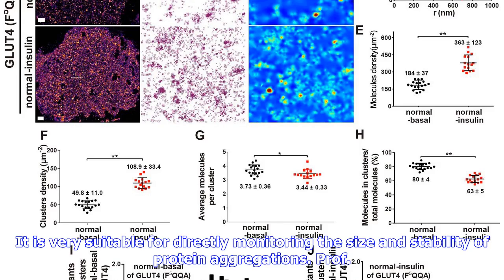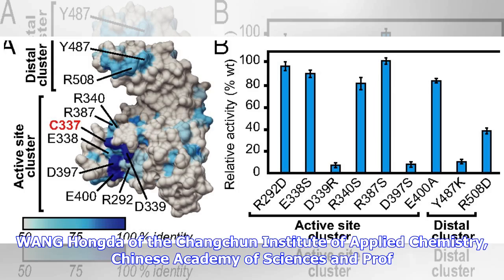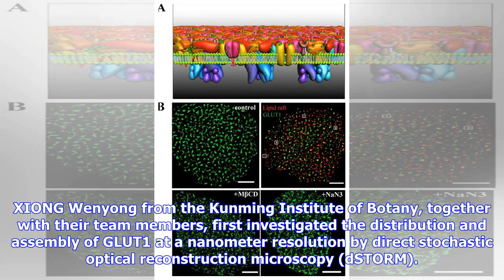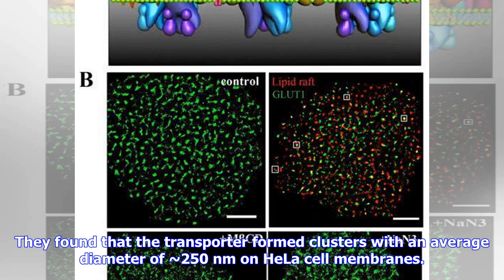Professor Wang Hongde of the Changchun Institute of Applied Chemistry, Chinese Academy of Sciences, and Professor Xiang Wenyang from the Kunming Institute of Botany, together with their team members, first investigated the distribution and assembly of GLUT1 at a nanometer resolution by direct stochastic optical reconstruction microscopy (dSTORM). They found that the transporter formed clusters with an average diameter of approximately 250 nanometers on HeLa cell membranes.